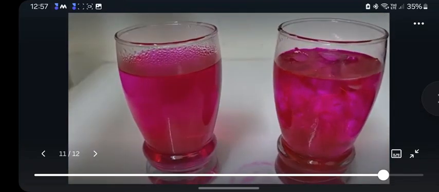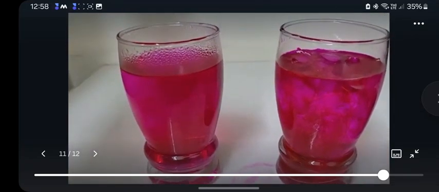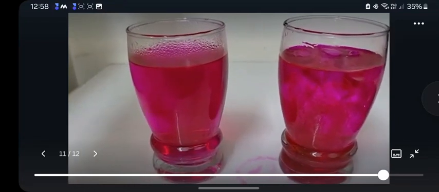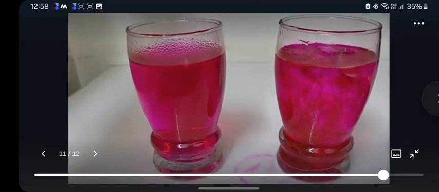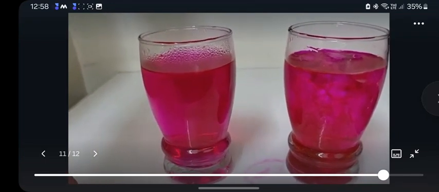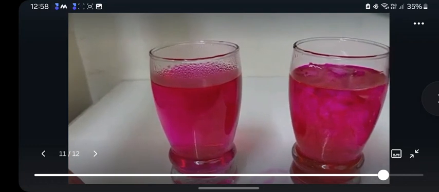So the thing that we can note over here is the diffusion in hot water. The color will spread out much faster as compared to the cold water. So we can conclude by saying that diffusion happens faster at higher temperature because the particles in hot water move more quickly.